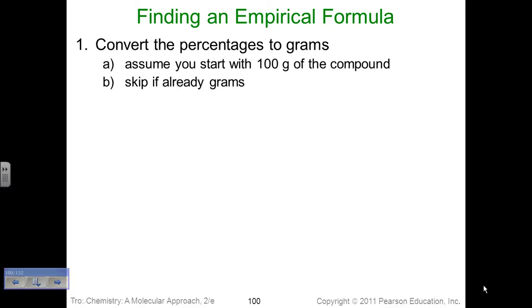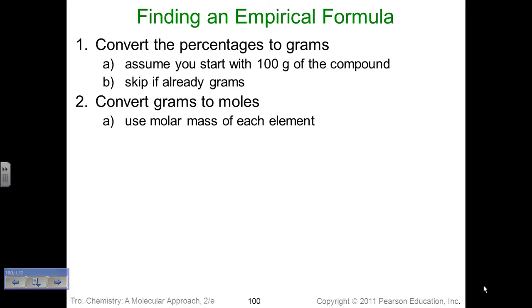But the easiest way to do that is just assume you have 100 grams of the compound and percents are directly the gram units. If they give us different amounts other than for a percent sign, just use the gram provided. But if they give you percents, just assume 100 grams and then your percent signs change to grams immediately.